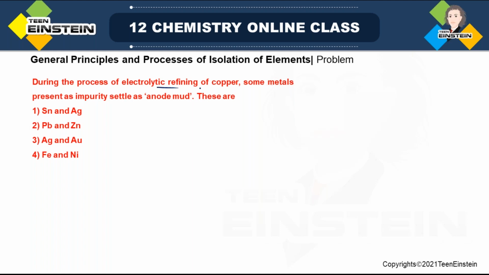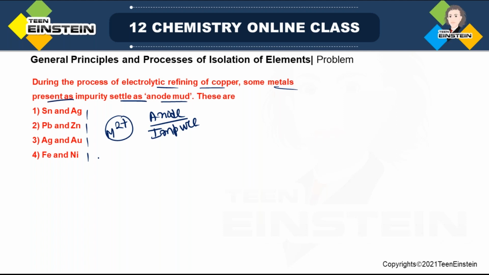During the process of electrolytic refining of copper, that is a purification method by electrolysis, some metals present as impurity settle as anode mud. Which of these is the mixture? Remember, in electrolytic refining, in the anode we always take impure metal. That means here it is impure copper that you will take in the anode. There will be different types of impurity, but some impurity will be present as metal ions. As they are ions, they will obviously be in the electrolyte.